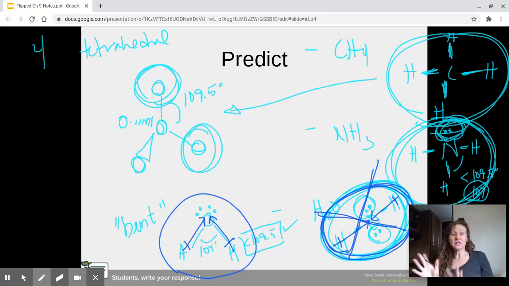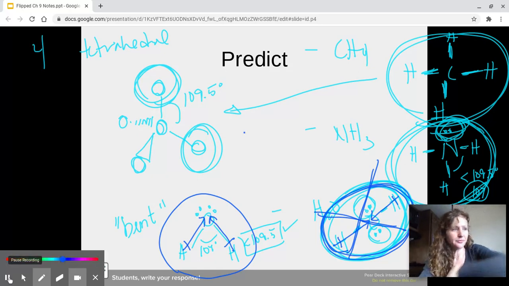Okay, so we will spend a little time getting back into polarity of molecules in just a second, but let's finish out this VSEPR theory. Let's tie another balloon on. We're going to have 5 regions of electrons that are repelling each other. What kind of angles are going to come out?